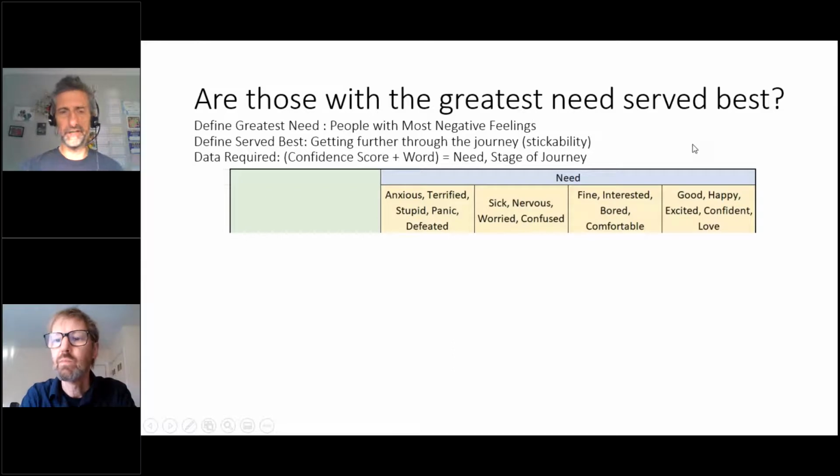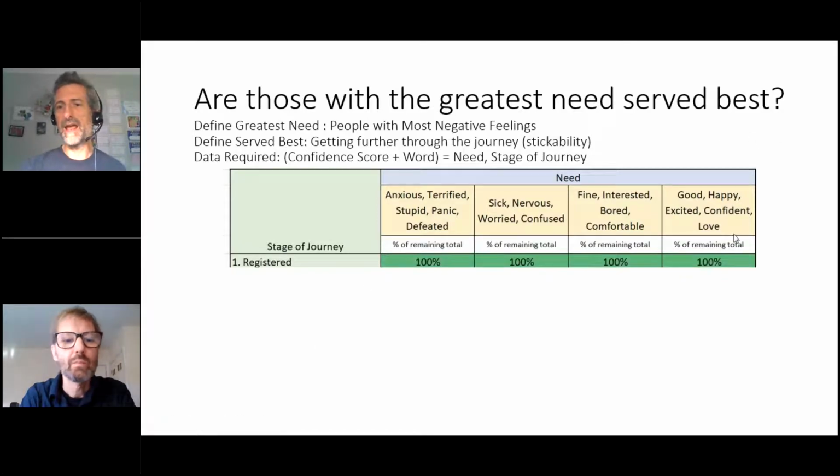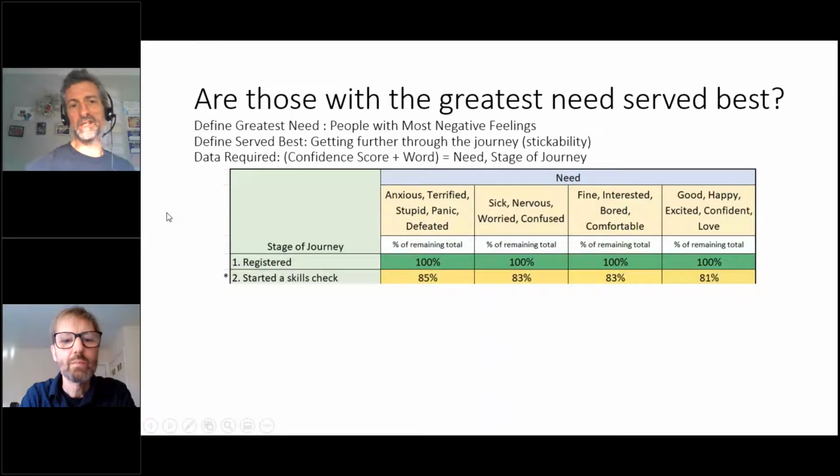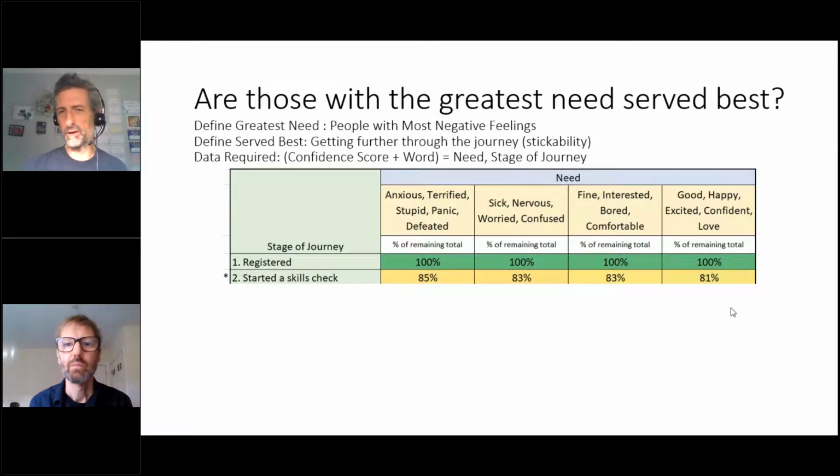So there's our 4 categories of need, from the greatest need on the left, moving through the least need on the right-hand side. And then we just go through each stage of the journey. So everybody registers, with 100% of each group registering. But how many of them start a skills check? Well, we've got 85% of people in the anxious group, the greatest need group, starting, compared to 81 on the other end. And in fact, those percentages decrease as you go from left to right. And that's statistically significant. We ran a chi-square test to check that they were different. So even though 83 and 83, when we drill down into it, there is a significant difference there.